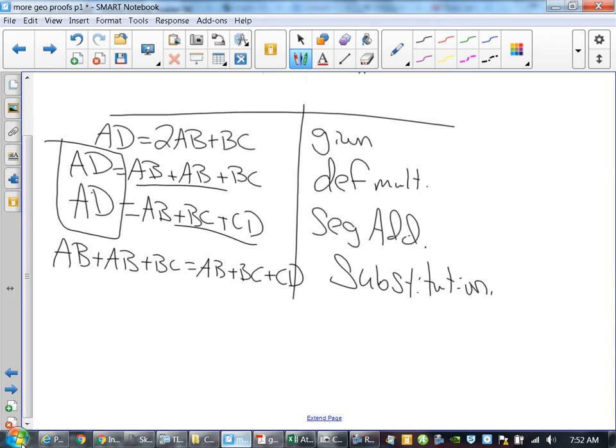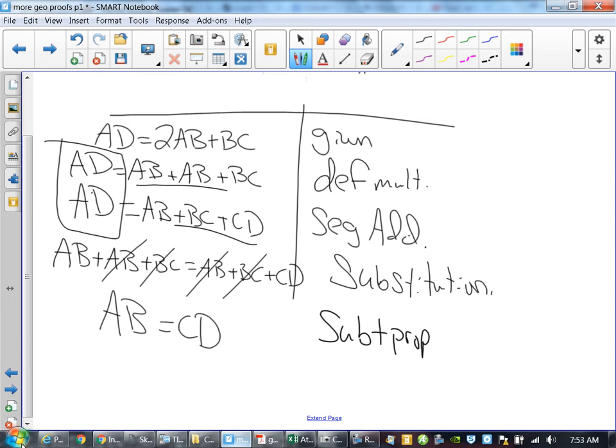What's the same on both sides? AB and BC. How do you get rid of them? Subtraction property of equality. And what's the last step? Just get rid of them.